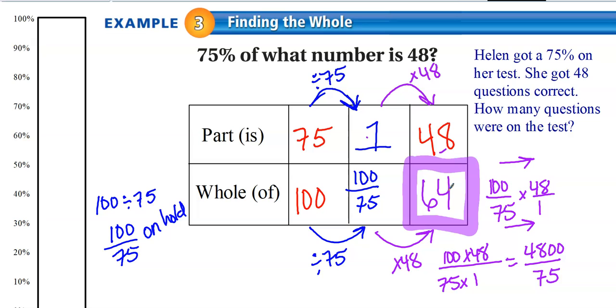So does it make sense? If I got 48 right out of 64 questions, is that 75%? And it does make sense. Okay, so I'm going to show you another example.